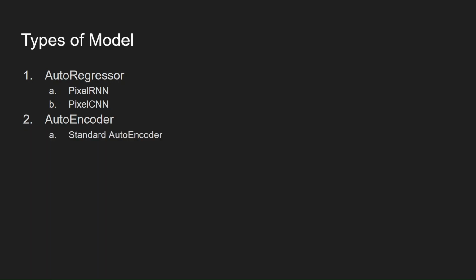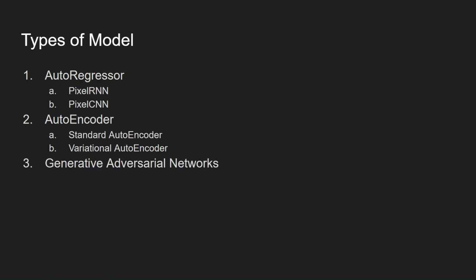First of all, we have autoregressor models. In autoregressors, we have pixel RNN and pixel CNN. These are two types of autoregressor models. Then we have another category known as autoencoder. In autoencoder, we have standard autoencoder and then we have variational autoencoder. And in the third category, we have generative adversarial networks, or GANs.